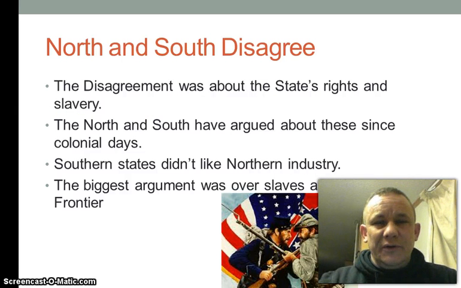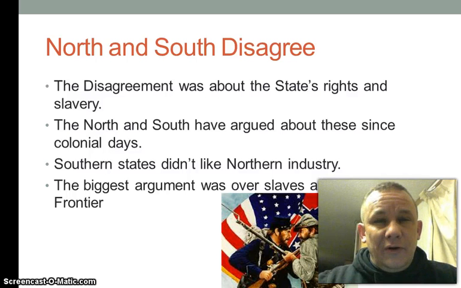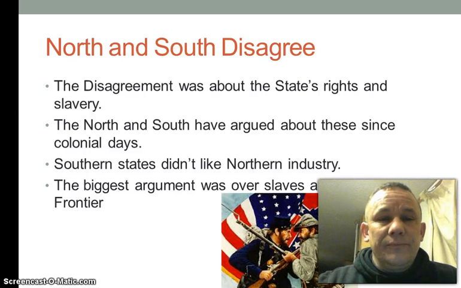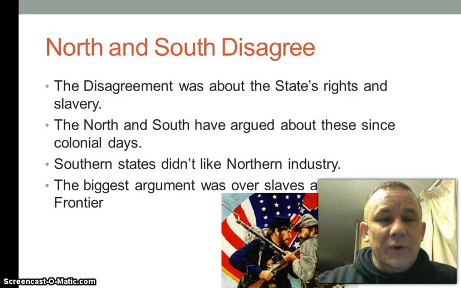North and South disagree. The disagreement between the North and the South was about states' rights and slavery. The North felt that slavery should not extend to the Western territories, but stay in the South. North and the South have argued about this since colonial days. Southern states felt that they should have the right to determine whether or not the new Western territories would have slavery.